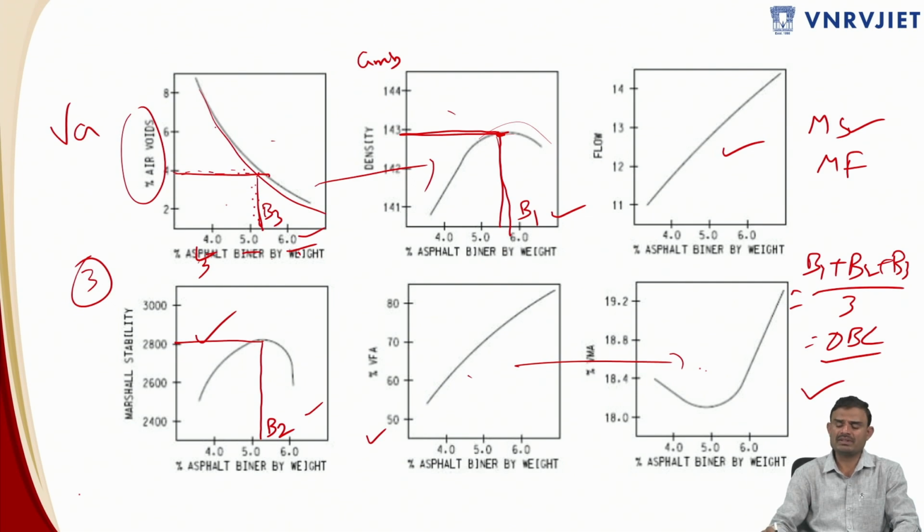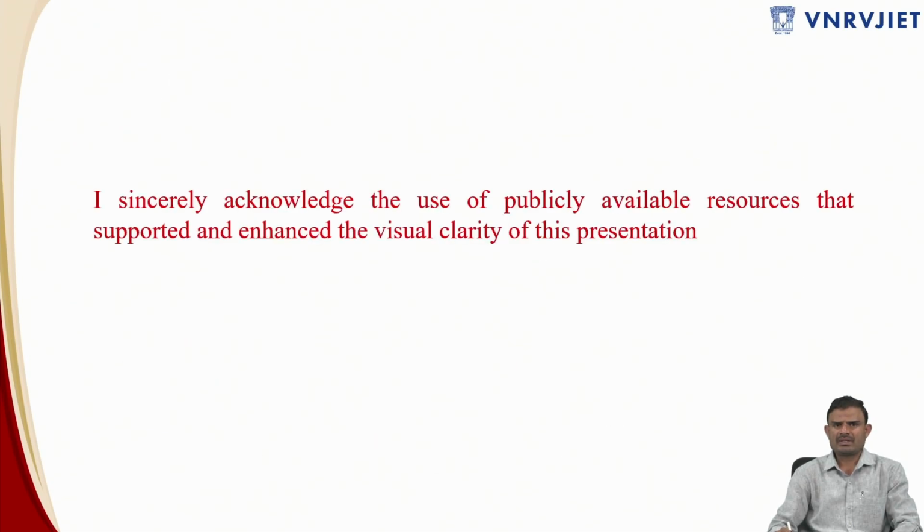Then you have to cast the specimens with this particular binder content, which we are going to get after this calculation, and then you have to proceed again for testing of Marshall stability, whether it is fulfilling the required criteria or not. So that is the end of discussion on the Marshall method of mix design.